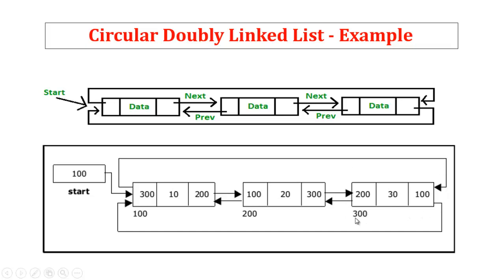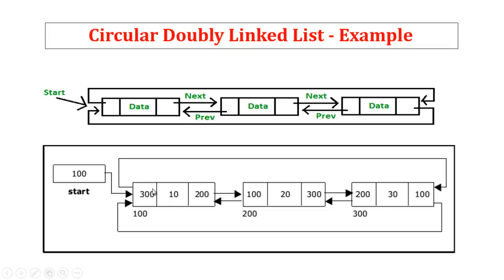Like this it goes on. Here the previous node: this third node points to the second node address, the second node address being 200. Here the second node points to the first node address. What is the first node? 100. Like this we have seen in a doubly linked list.